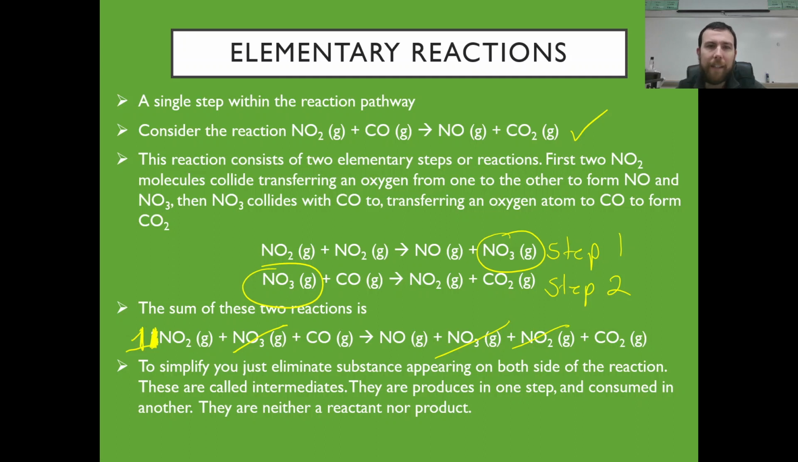And for it to be an intermediate, it cannot be a reactant or a product, right? Because if you look back at our original equation, we didn't have any nitrogen trioxide. So that's how I kind of knew, wait a minute, that's probably an intermediate.